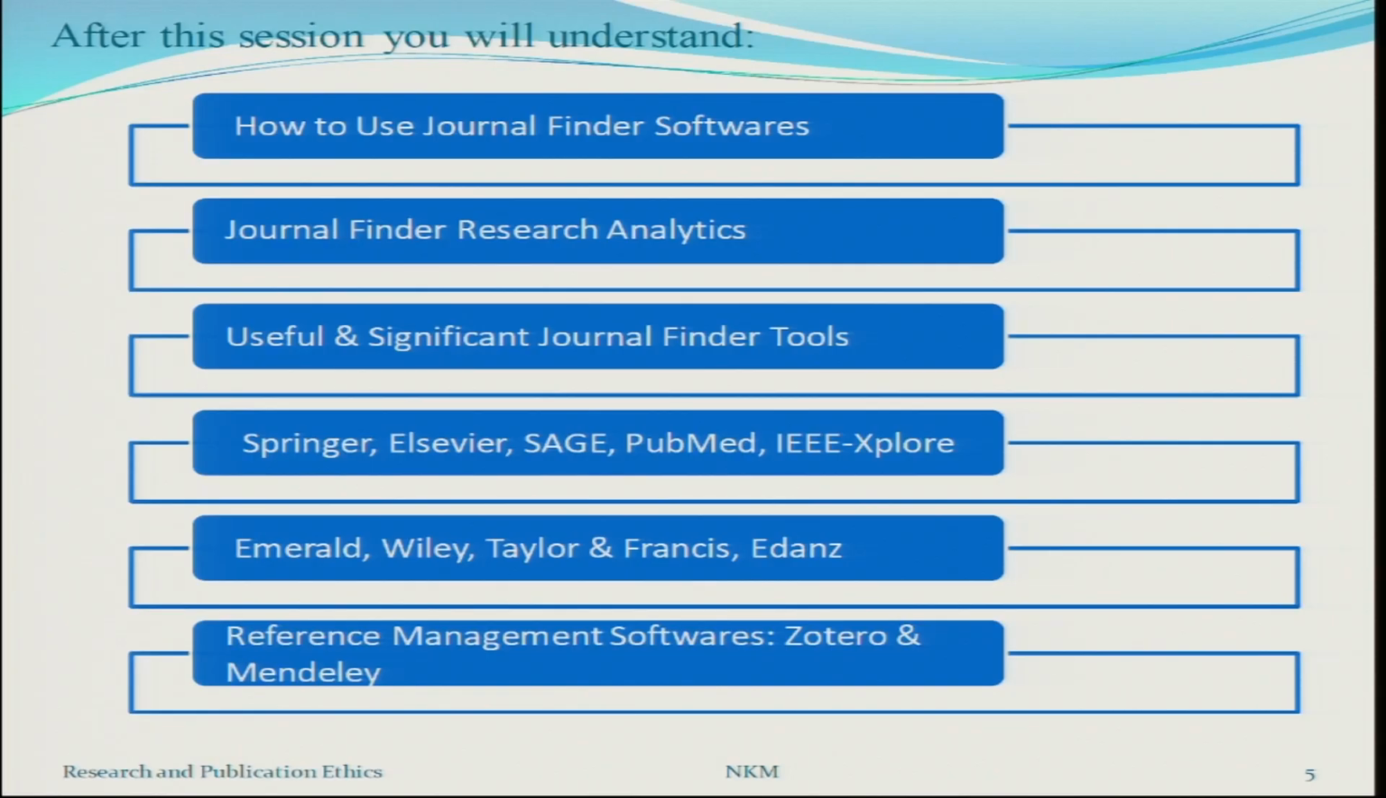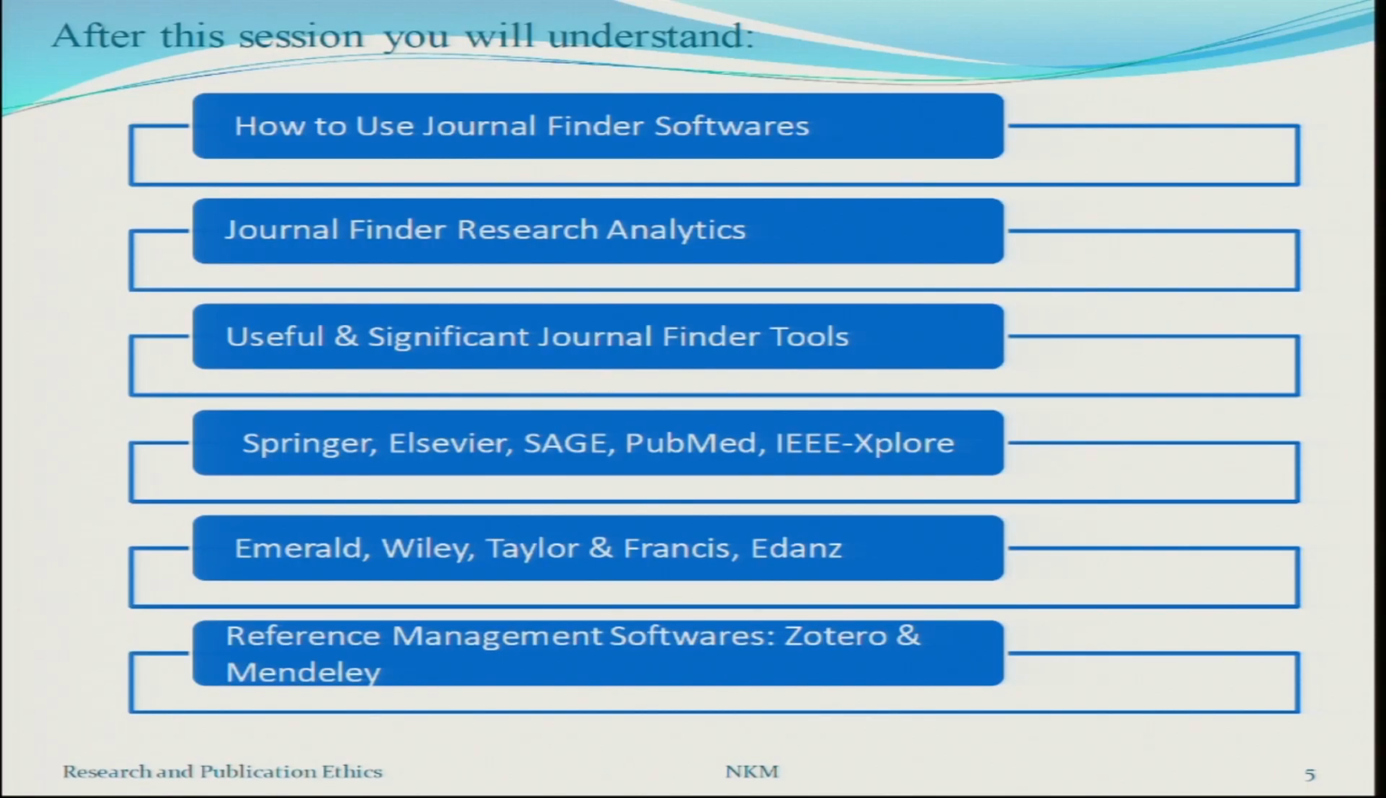In this way we will be analyzing the Springer journal finder and the Elsevier journal finder. We will try to understand the SAGE journal finder and the SAGE practices to retrieve appropriate papers through the journal finder system. Then we will be analyzing PubMed Central also. That's a wonderful resource for all those who are working in the scientific and medical science domain. Then we will move to understand IEEE Xplore.